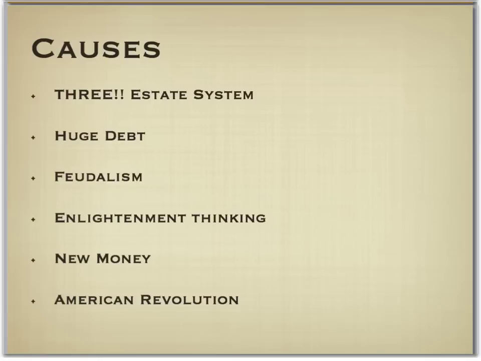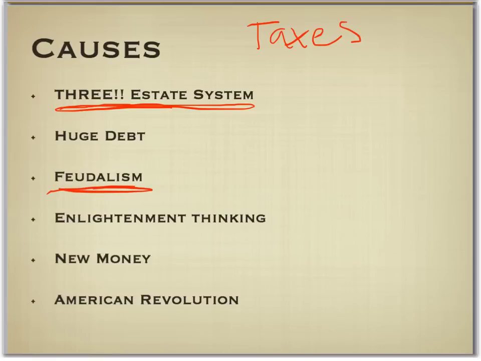So, what are the causes of the French Revolution? The first is the three-estate system. And the three-estate system is a system to collect taxes. And the three-estate system is based on the medieval system of feudalism.